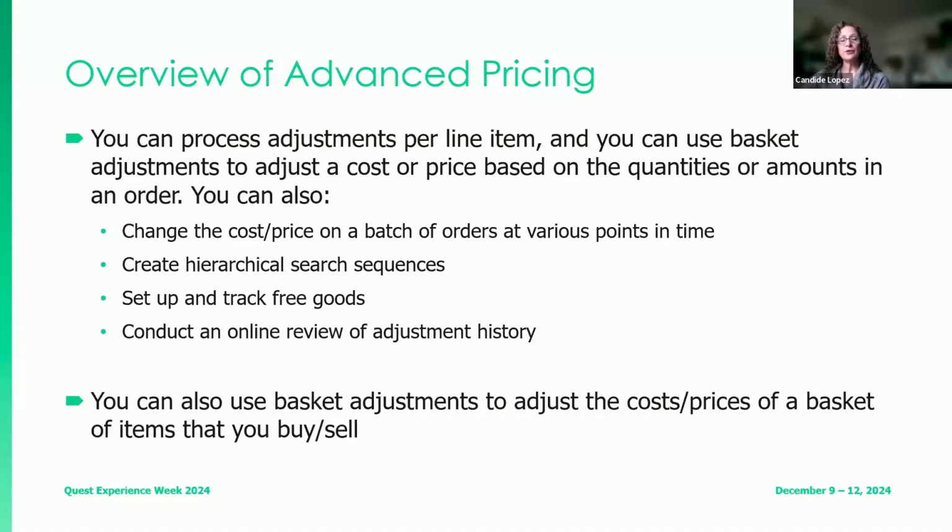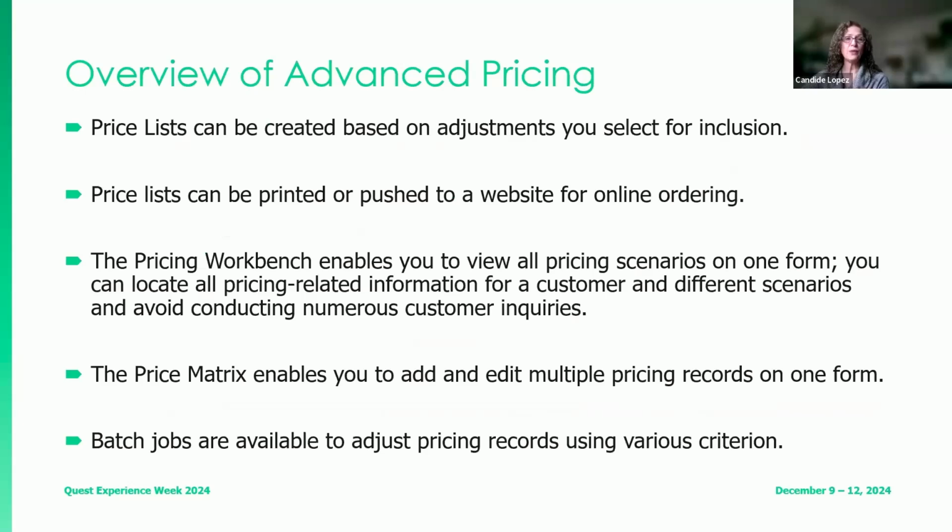There are hierarchical search sequences, which I just mentioned, ship to, sold to, parent, and groups, and things like that. You can set up and track free goods, and you can also conduct an online review of adjustment history. Again, these are all some of the basics. You can also use basket adjustments to adjust the cost or prices of a basket of items that you might be buying or selling. So yes, basket repricing is available in procurement as well.